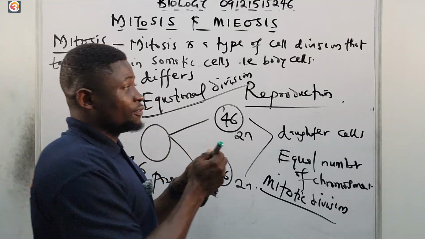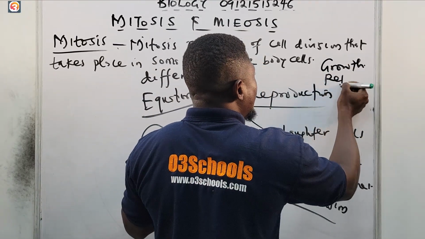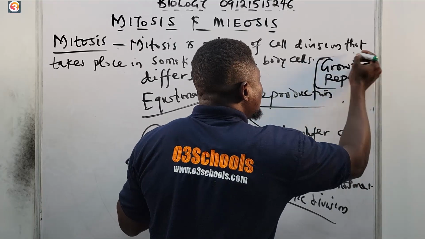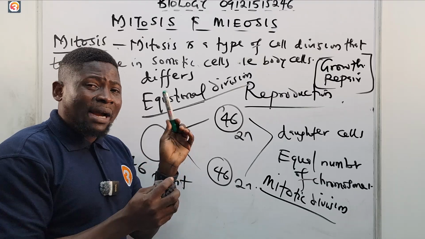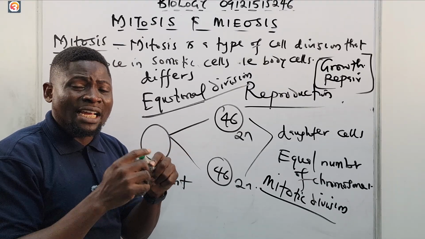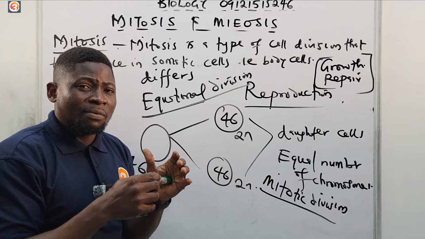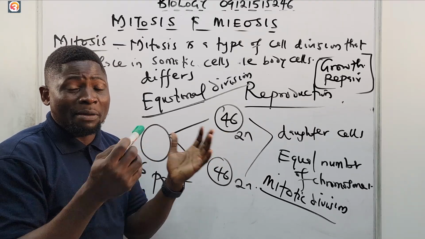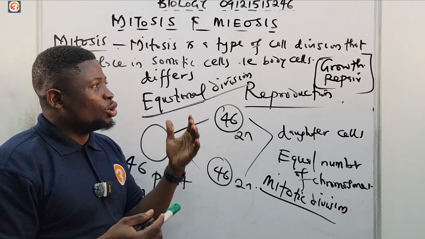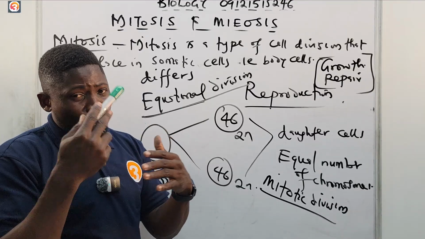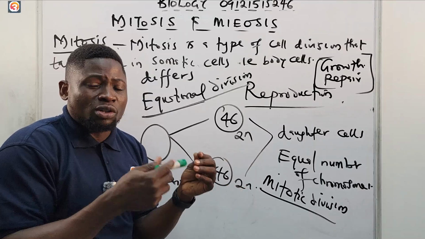Also, the importance of mitosis cannot be overemphasized. Number one, it is very useful for growth, and also for repair of worn out tissues. Most importantly, mitosis is very important in some organisms, like when we talk about binary fission, in organisms like paramecium and amoeba. They undergo binary fission through the process of mitosis. So it is also helpful in reproduction in most unicellular organisms.